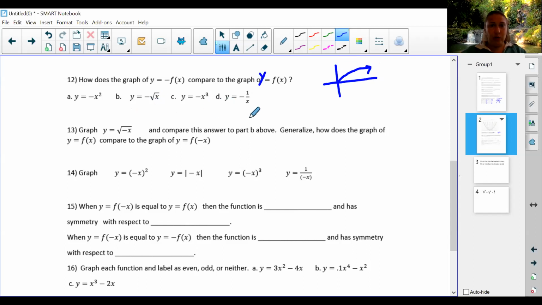And then we're going to take a look at what happens if, rather than negating the functional value, we negate the x. What does that do to our parent function? So we're taking all of these graphs that we're making and we're comparing to the parent function that we sketched at the very beginning of this. So please pause the video and take a look at these either on your graphing calculator or using Desmos.